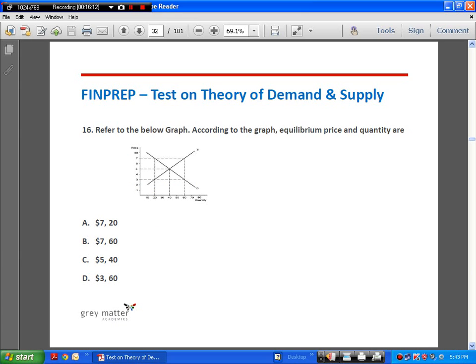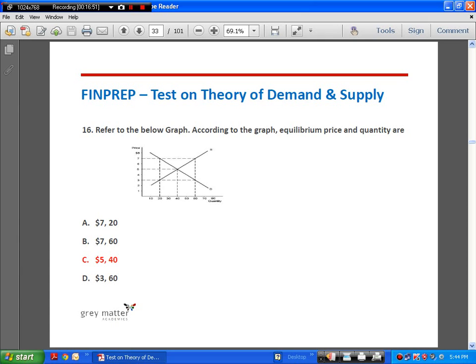The 16th question: refer to the below graph. According to the graph, equilibrium price and quantity are. So we have the demand and supply curves intersecting each other, and at the point where they intersect, the price happens to be 5 and the quantity demanded and supplied is 40. Therefore, the right answer is option C, $5 and 40 units of output.